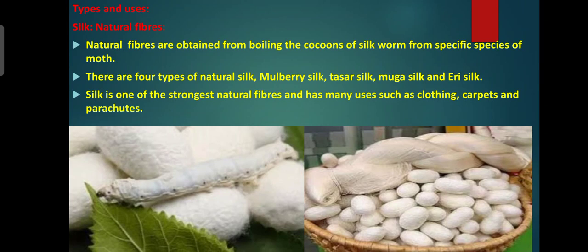After this, the caterpillar completely covers itself with the fiber and turns into a pupa. This covering is known as a cocoon. The silk moth further develops in the covering called the cocoon. The silk fiber is obtained from the silk moth cocoon. Silk is one of the strongest natural fibers and has many uses such as cloth, carpet and parachutes.